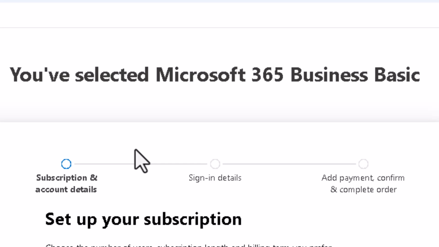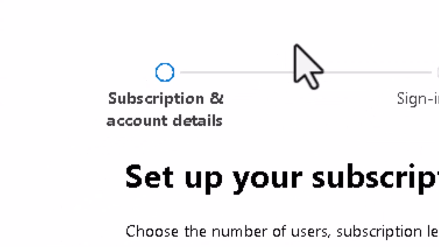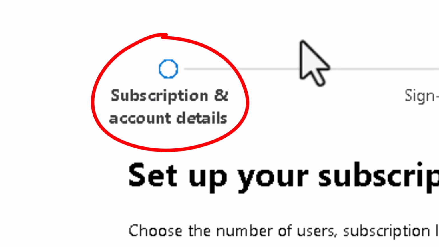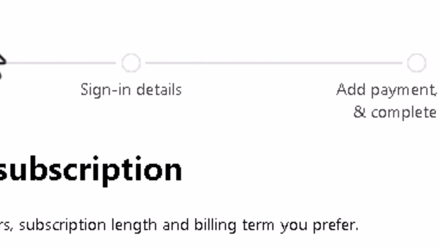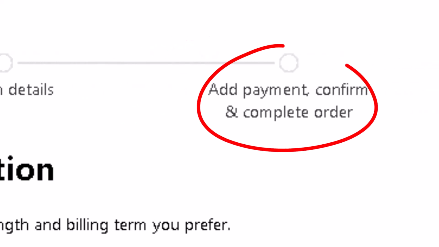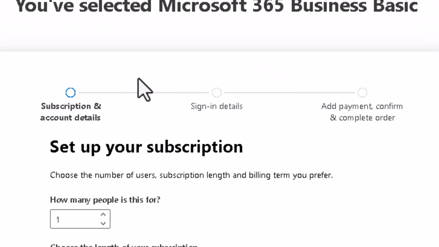Okay, we've selected Microsoft 365 Business Basic and have 3 steps to fill: subscriptions and account details, sign-in details, add payment, confirm and complete order. These are explained in my previous video. See details in the link below.